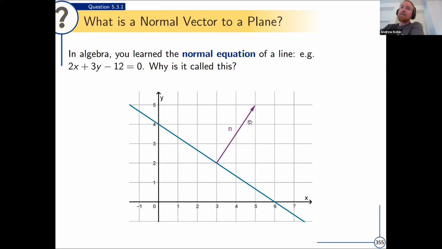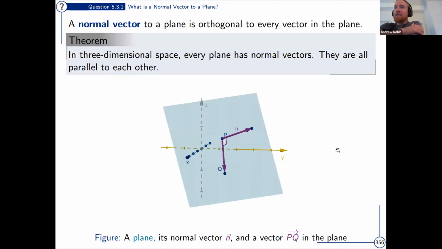And suggestively, if I have an equation of the form ax plus by plus something equals 0, then the a and b coefficients in front of x and y will always give us a normal vector. And by stretching n or reversing it in the other direction, we can find all possible normal vectors. And in 2 dimensions, they form a line's worth of vectors, exactly the line of perpendicular slope to our original blue line. So in 3 dimensions, we don't have normal vectors to lines.